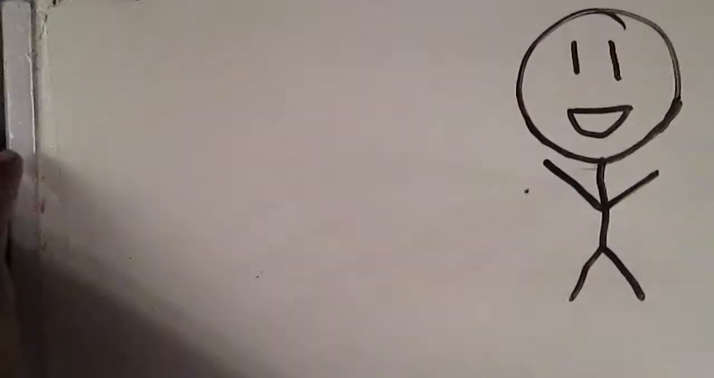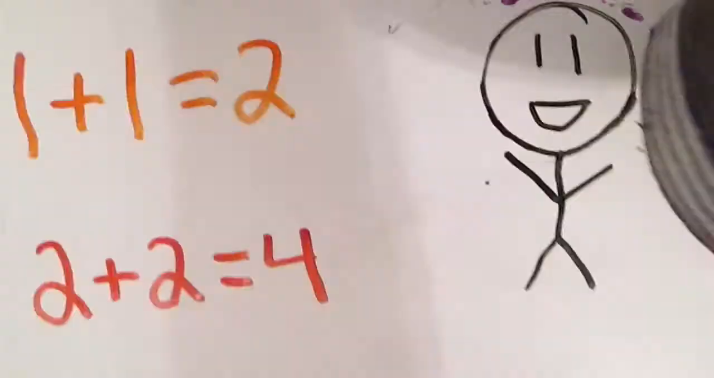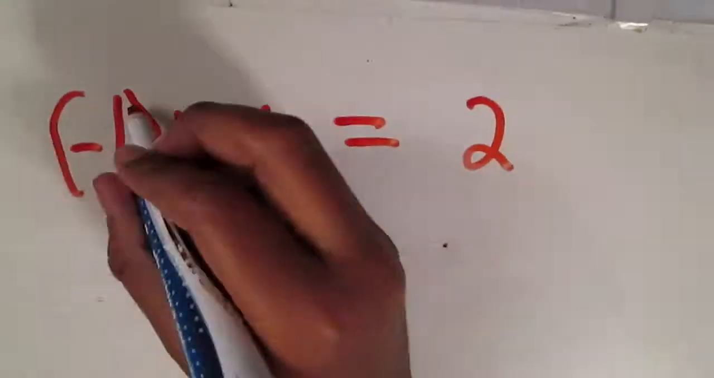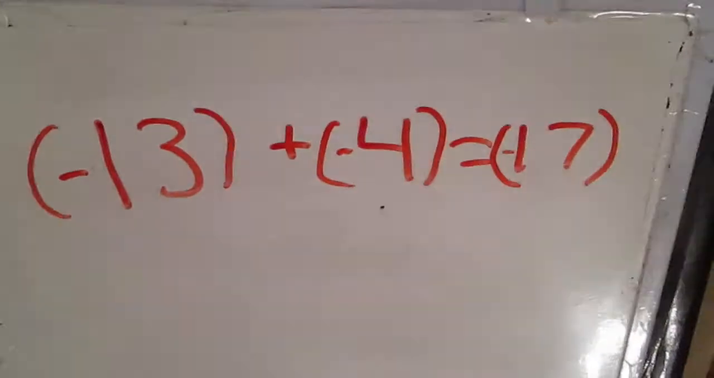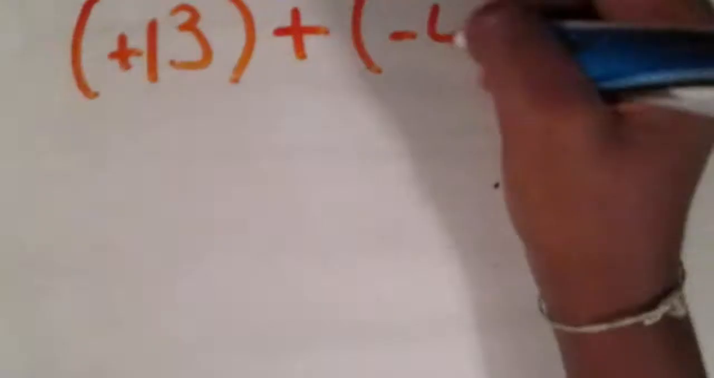Adding positive integers is simple stuff. You've been doing it since you were young. Adding negative integers is just the same as adding positive integers, but negative. The sum of two negative integers will always be negative. But what about adding a negative integer with a positive integer?